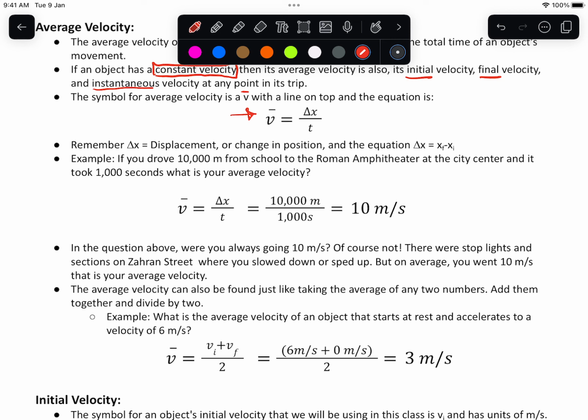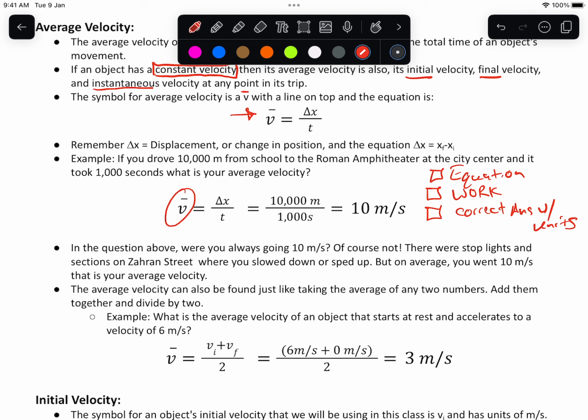Here's an example problem. Again, for a lot of these things, I say, hey, I want you guys to show me the equation. I want you to show me the working. And I want you to show me the correct answer with units. Okay, so here I've got, if you drove 10,000 meters from school to the Roman amphitheater at the city center and it took 1,000 seconds, what is your average velocity in meters per second?